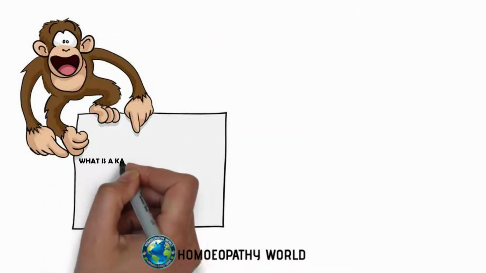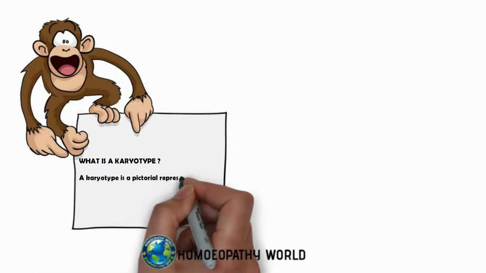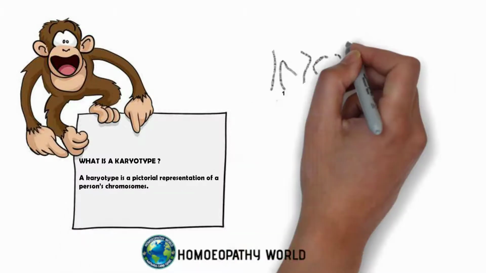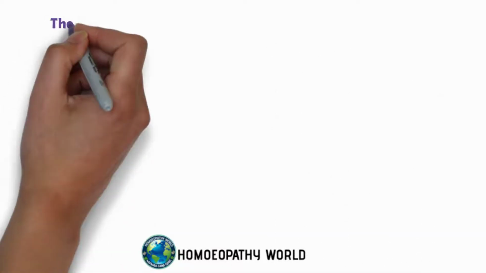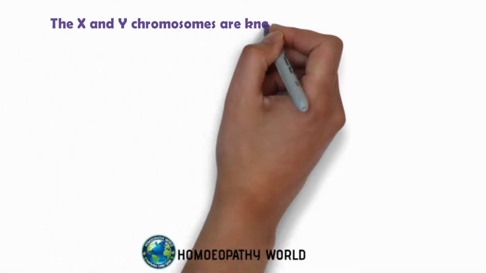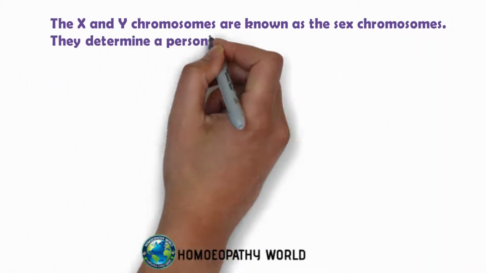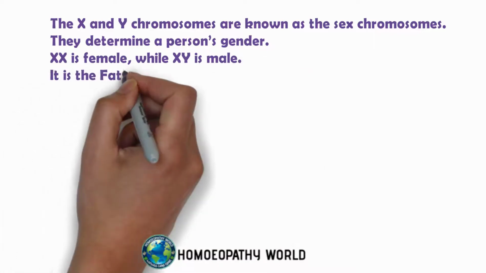What is a karyotype? A karyotype is a pictorial representation of a person's chromosomes. As shown in this picture is a representation of the karyotype of a person. The X and Y chromosomes are known as the sex chromosomes. They determine a person's gender. XX is female while XY is male.